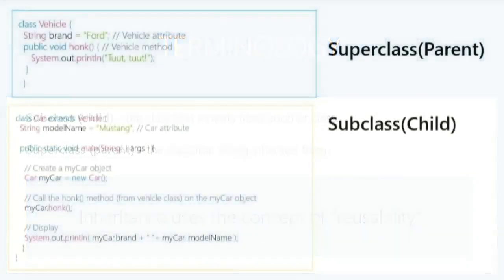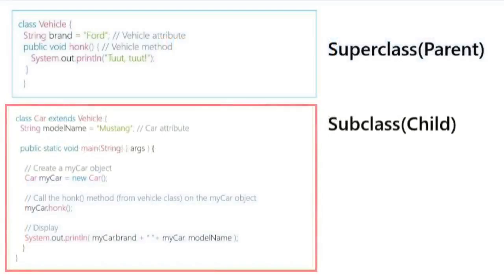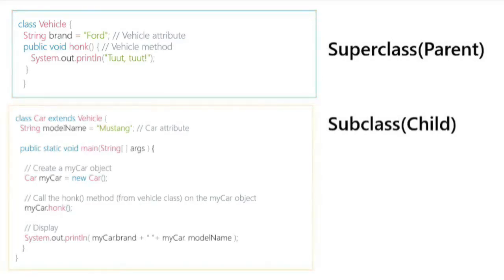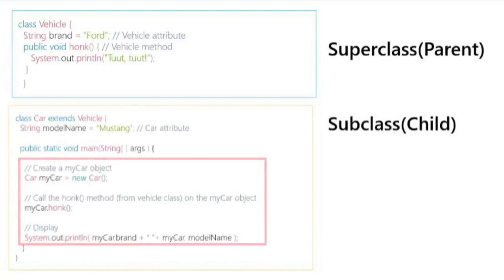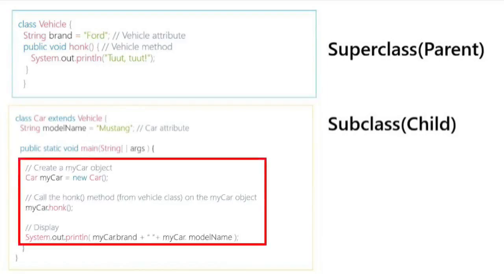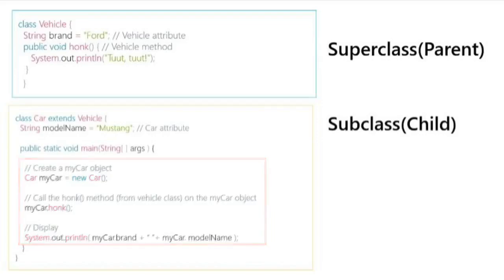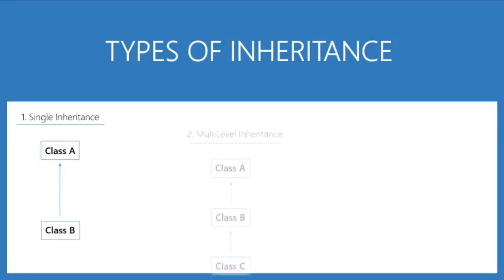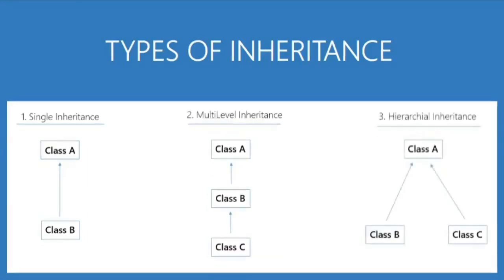As you can see here, the car is the subclass and the vehicle is the superclass. The relationship between the two classes is a car is a vehicle. It means that a car is a type of vehicle. The extends keyword here indicates that we are making a new class that derives from an existing class. As you can see here, my car object can access the method of the vehicle. This is inheritance. There are three types of inheritance in Java: single inheritance, multi-level inheritance, and hierarchical inheritance.